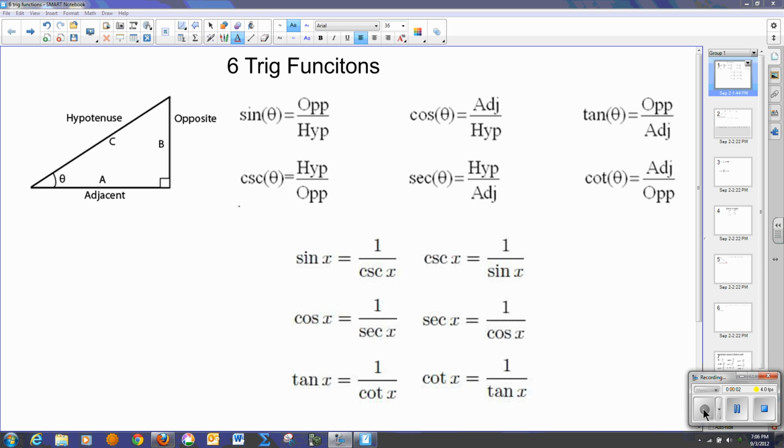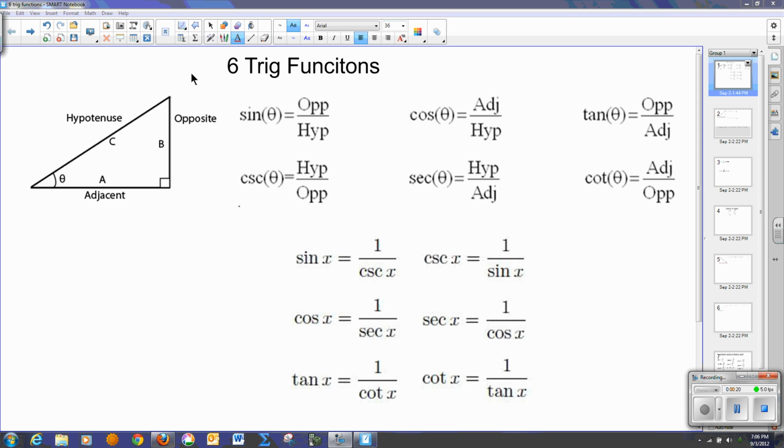Today we're going to discuss the 6 trigonometric functions. Typically in geometry, you pretty much only dealt with the sine, the cosine, and the tangent. You might have come across the cosecant, secant, and cotangent last year, but if not, so be it. We'll talk about it today.